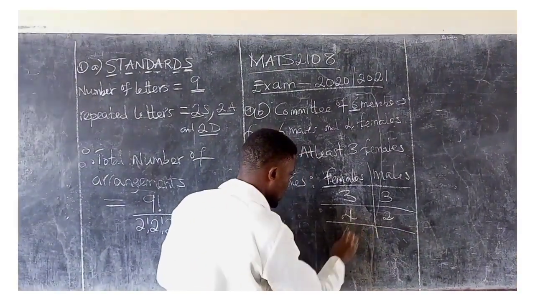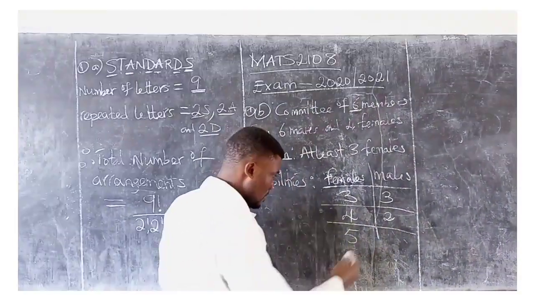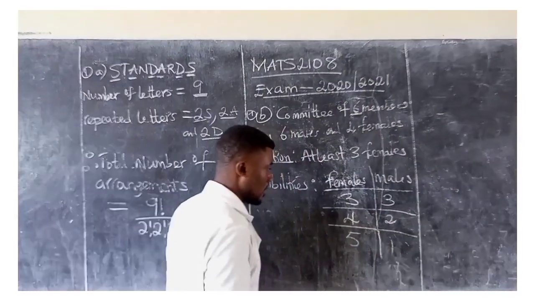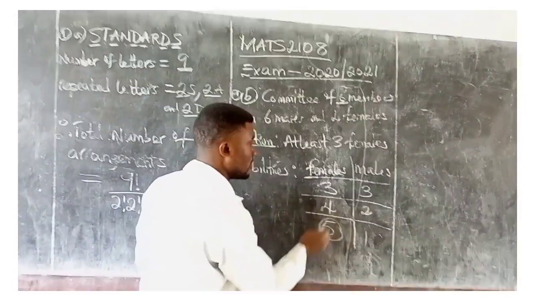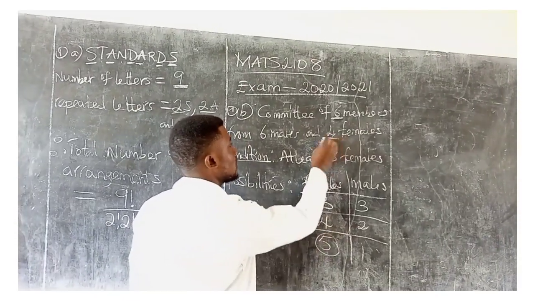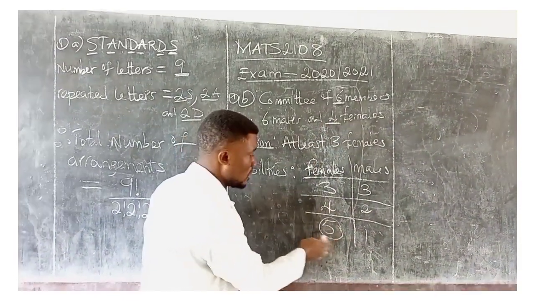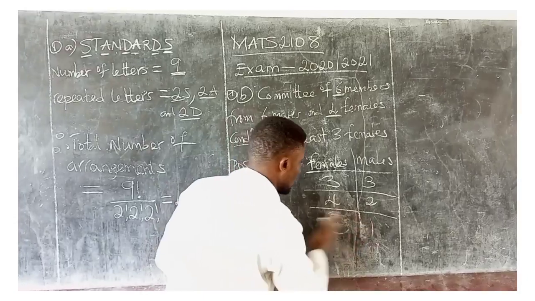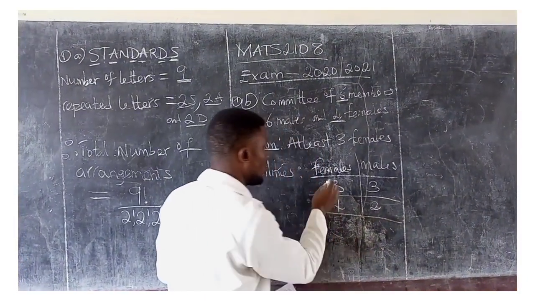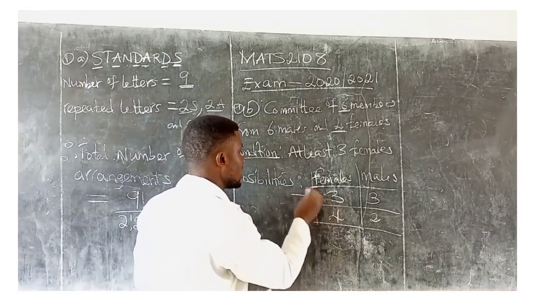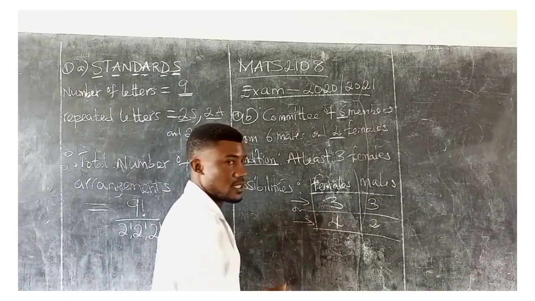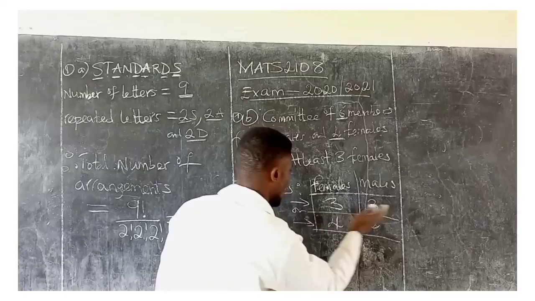Then, if there are 5 females, we are going to need just 1 male. But we will not consider this possibility because the total number of females is just 4. It's not up to 5. So this possibility does not exist. So we have only these two possibilities, which means either this or this. So we work with this.